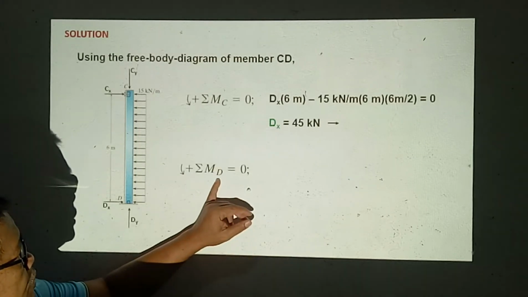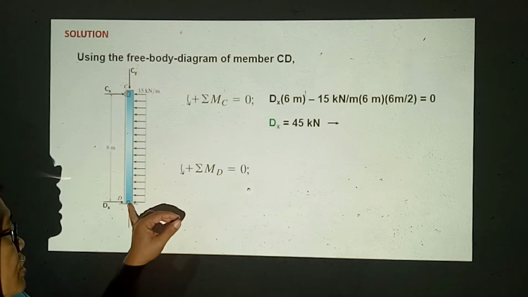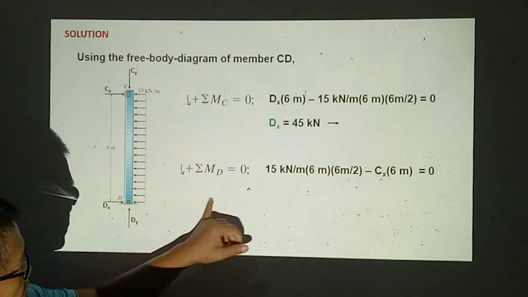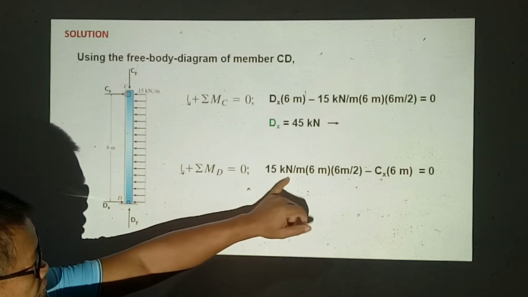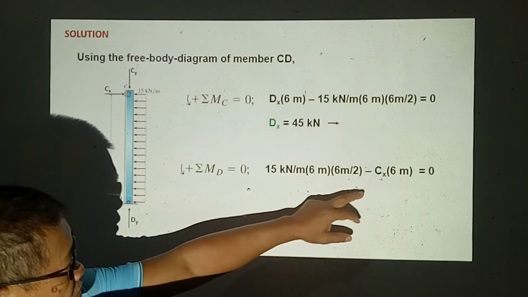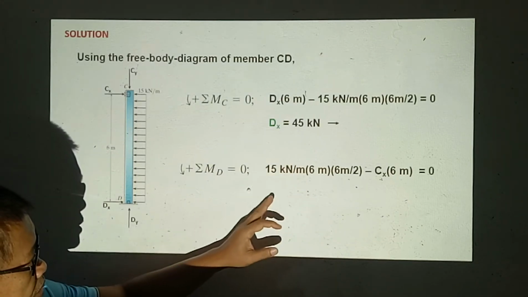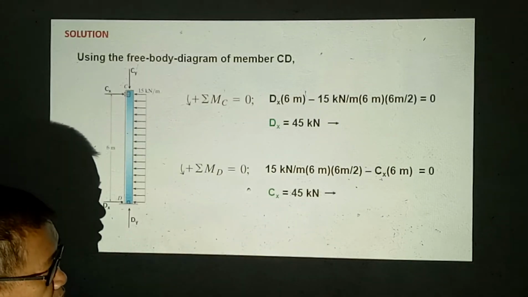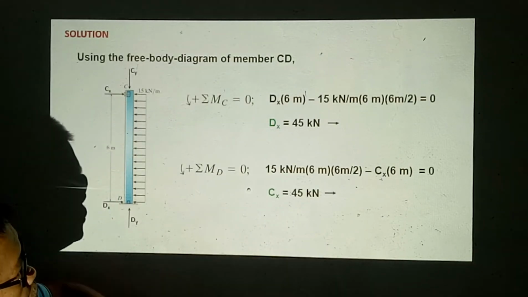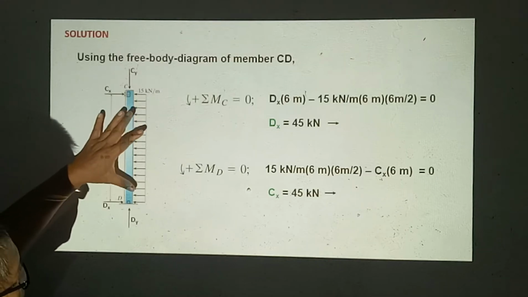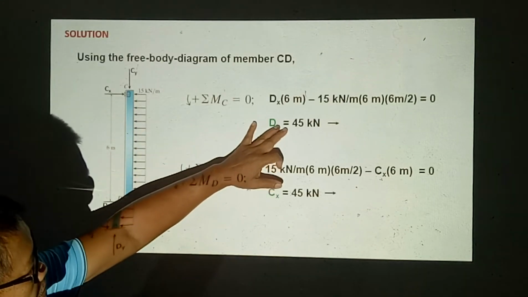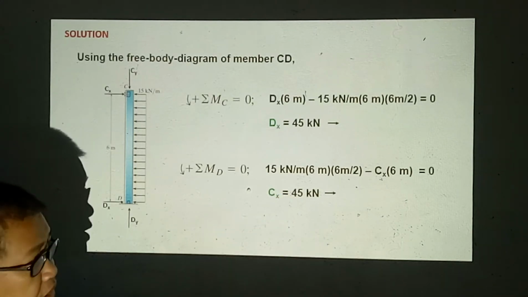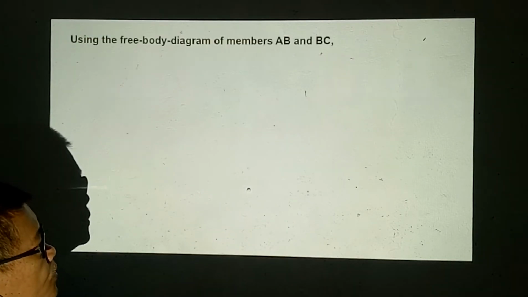Then summation of moment at point B equal to 0, so that we can determine Cx. Since we have counterclockwise positive, this is positive and this is negative. So solving for Cx, we have 45 kN also towards the right. And obviously, as we look at the free body diagram, this has to be the correct values of the resultant reactions at both points.